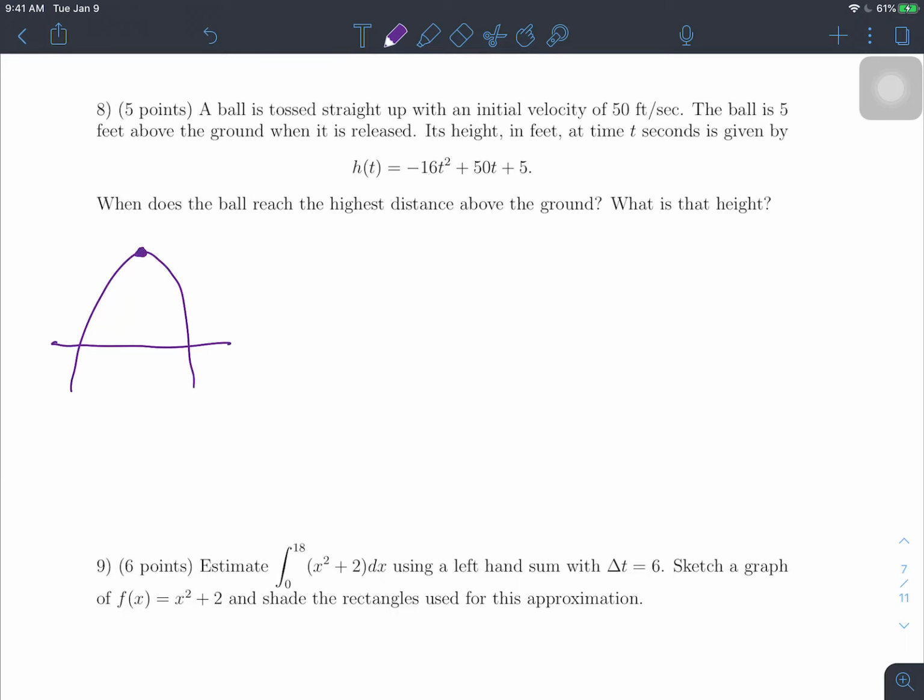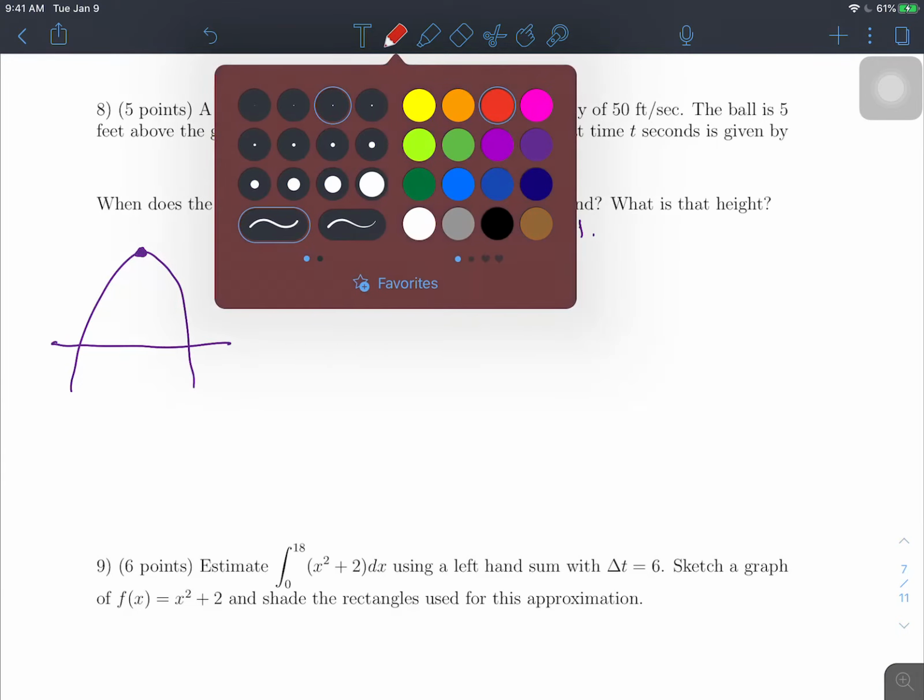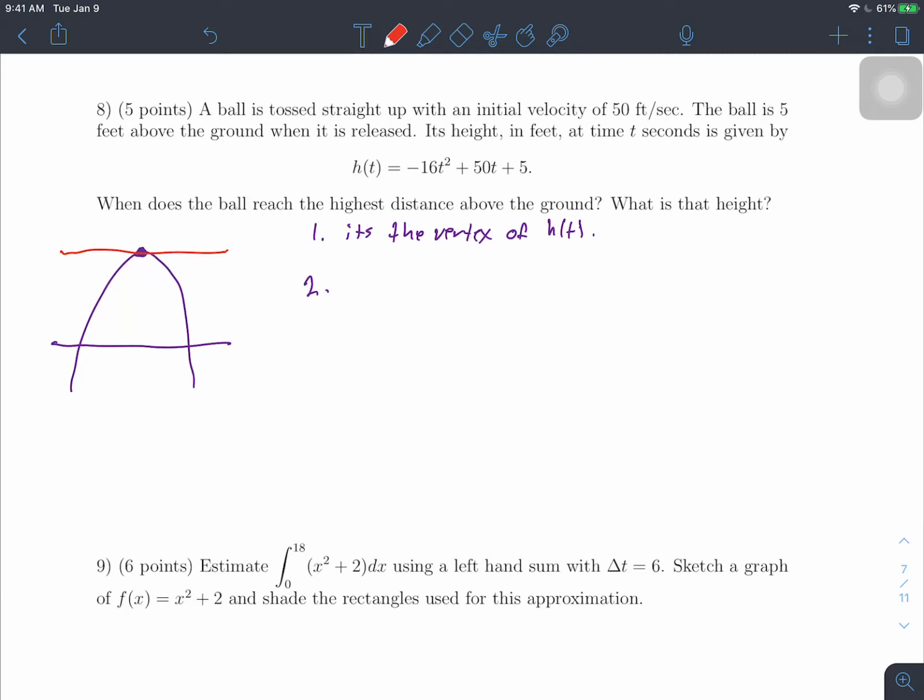And that point satisfies two things. First of all, it's the vertex of the parabola. And second of all, it satisfies another property, which is that the tangent line is horizontal. So you can use techniques that you learned in algebra to find the vertex of h of t.